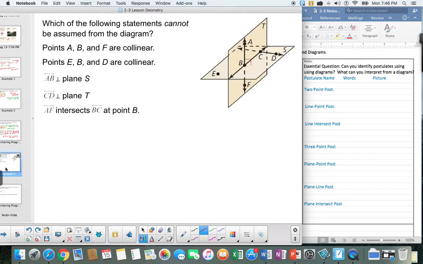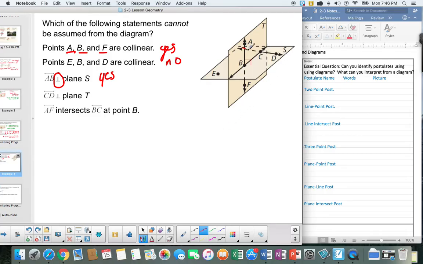Okay, which of the following statements cannot be assumed from the diagram? We looked at A, B, and F. Are they collinear? The answer is yes, because I can see a line through them. Now, points E, B, and D. I have to say no, because I don't see a line going through them, and you can't assume that. Is line AB, this line right here, perpendicular to the plane? This symbol means perpendicular, meaning make a right angle. The answer is yes. How do I know? I see this little right angle symbol here.